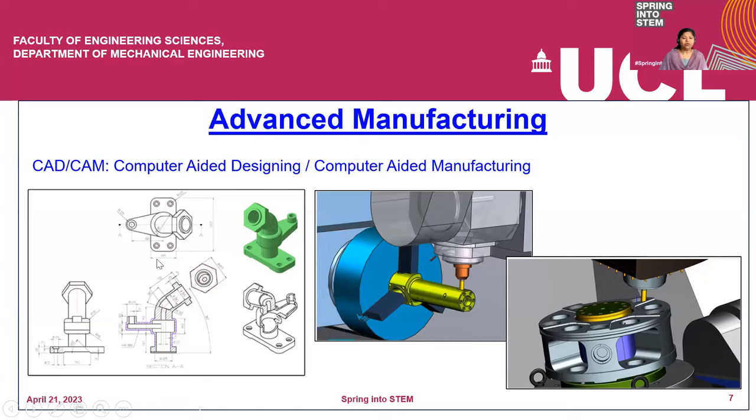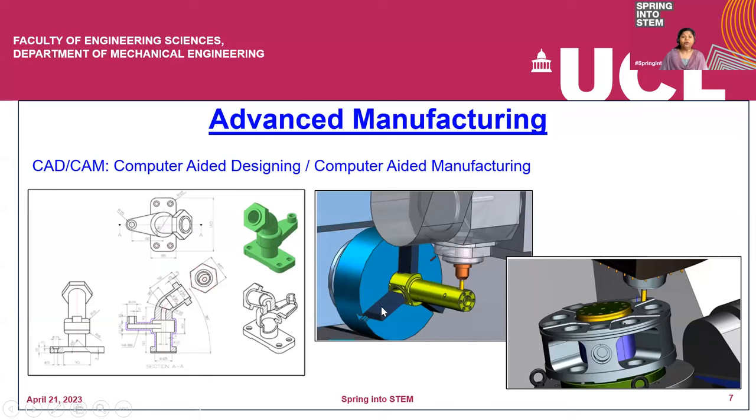Usually, the CAD software is integrated with CAM software, which is computer-aided manufacturing. In this case, CNC machining. So here, you send the drawing to the CAM software, and it will generate the tool path, which is basically the way the machine will machine the raw material into a final product.